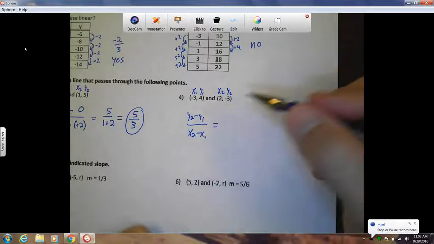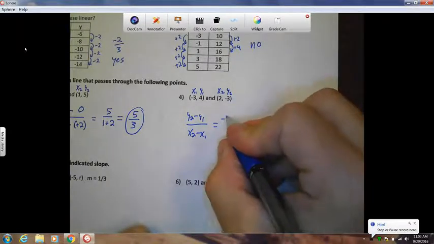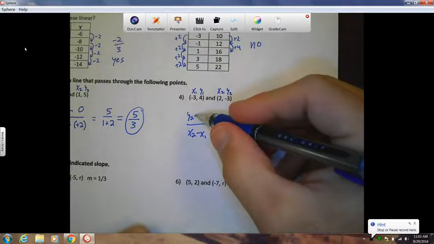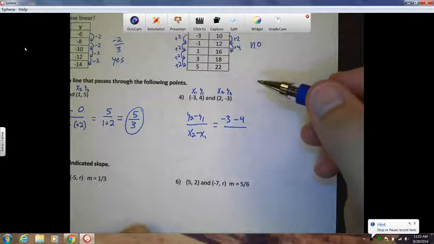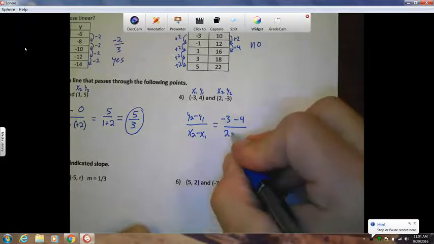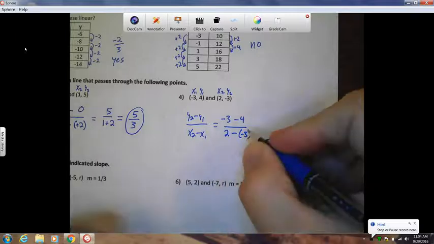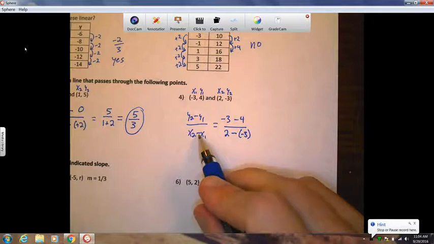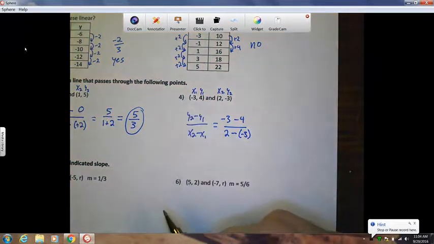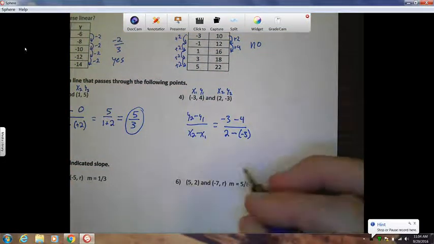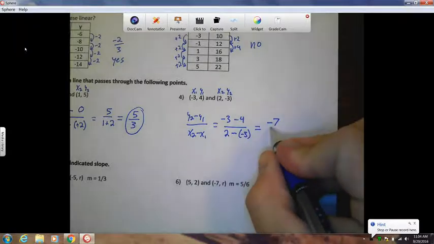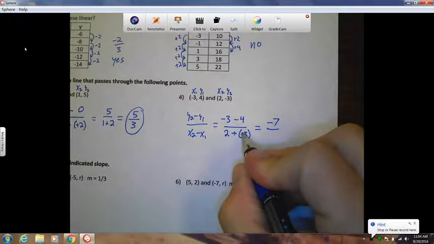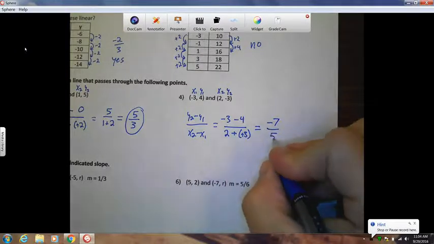That's it. So negative 3 minus 4 over 2 minus negative 3. Once again, be careful with the negatives. Minus a negative 3. So then I just need to solve that and I have my slope. Negative 3 minus 4 is a negative 7. I have to do addition of the opposite here. 2 plus 3 is 5. So my slope is negative 7 over 5.